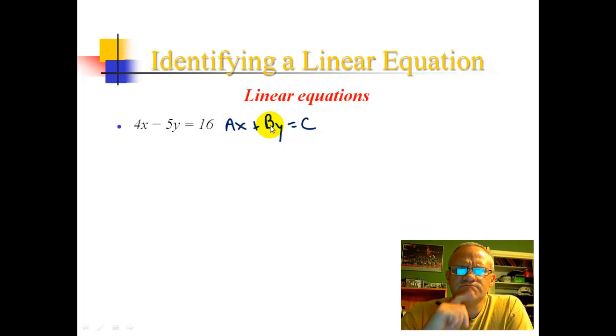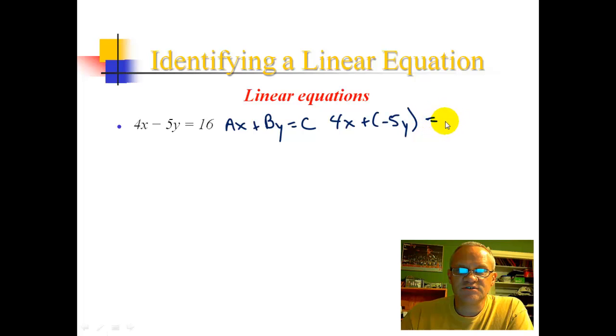And you might be saying right now, Mr. Anderson, I thought it was supposed to be ax plus by, and that's minus. And that's okay. Really all this means is it's really the same thing as this, 4x plus a negative 5y equals 16. So even though there's a minus in there, that is okay because we can treat it as plus a negative. So that's all right.